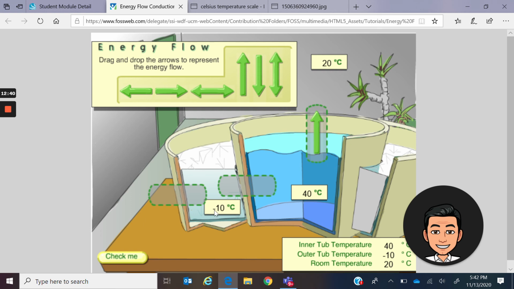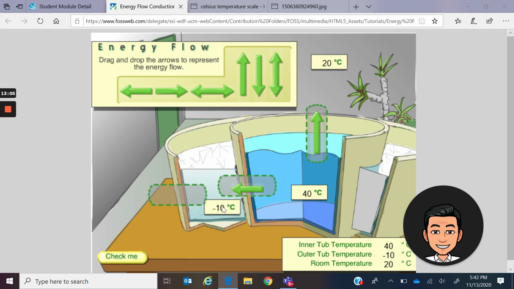Now over here, we have -10 degrees Celsius. That's frozen ice. And we have 40 degrees. Now 40 degrees is decently warm, and -10 is very, very cold. So we know energy always flows in the direction of the cold. I'm going to put it this way. Energy flows from 40 degrees Celsius water to the -10.